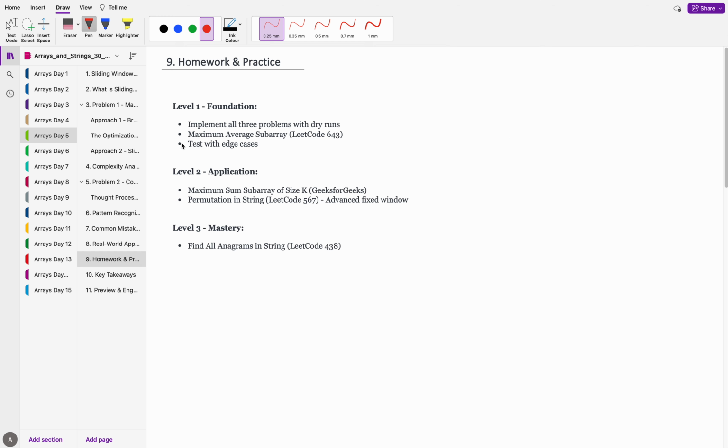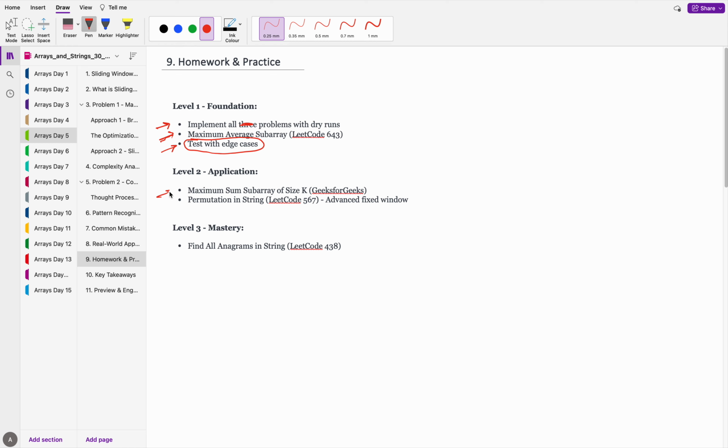Now the homework. So level one, please implement all these problems with dry runs. Maximum average subarray and test with edge cases. See, in interviews आपको यही काम आएगा. Though I have shown you the solution, but thinking about the test cases is completely up to you. How much time you are putting in practice really makes or breaks this thing. Because in real-time interviews, you should be able to think of the edge cases, है ना? देखो सोचना है इसको solve करना.